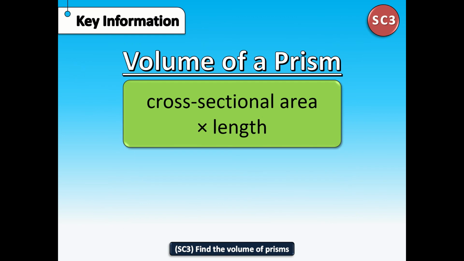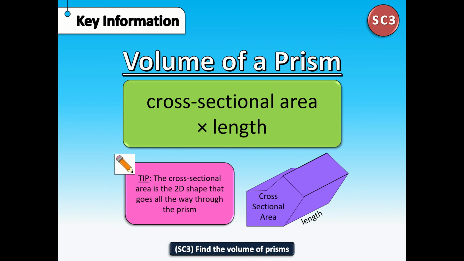To find the volume of a prism, we do the cross-sectional area times by the length. So this basically means we find the area of the front face and times by how far that goes back. So the cross-sectional area is known as the front face.